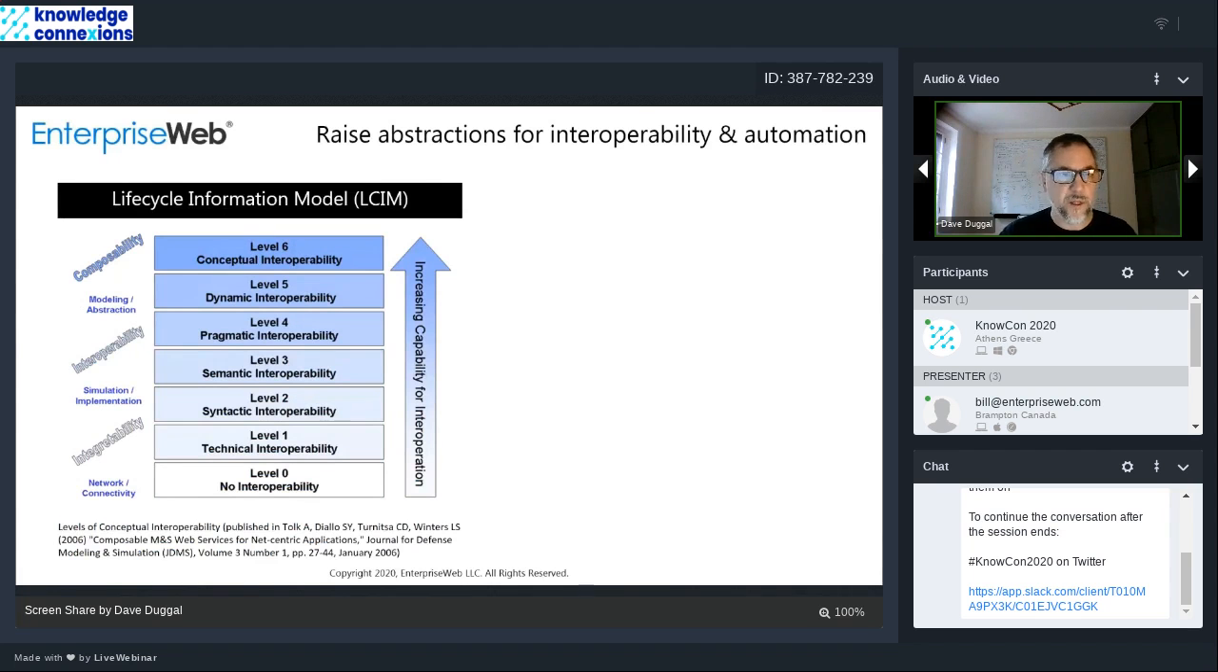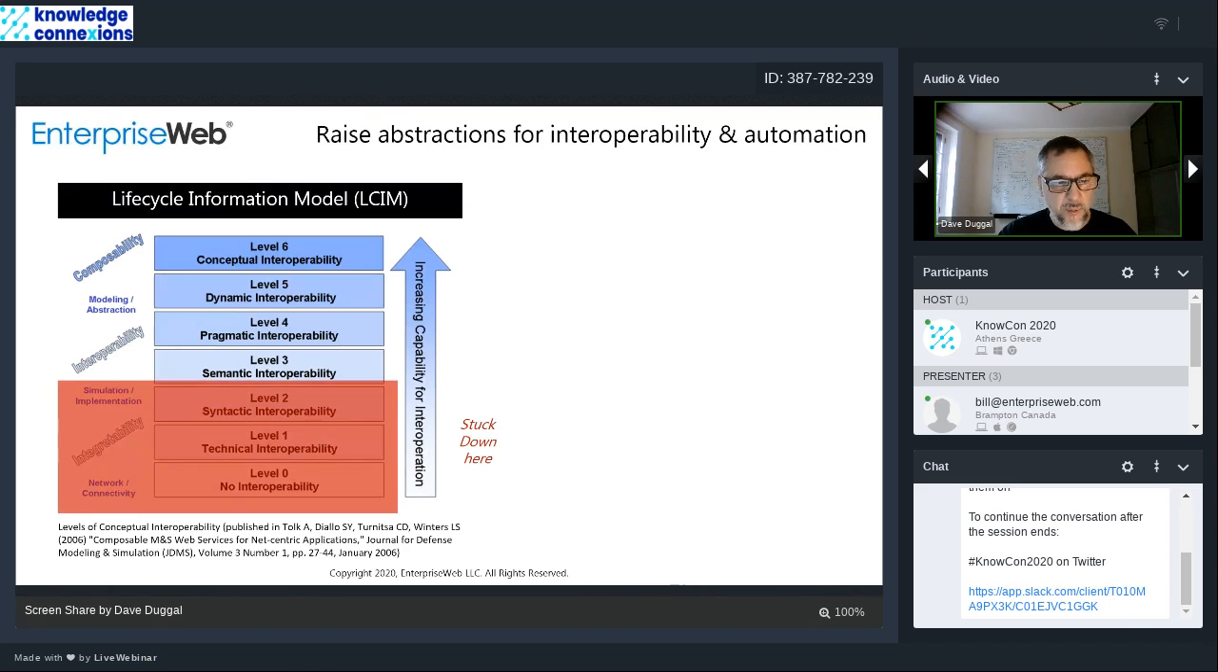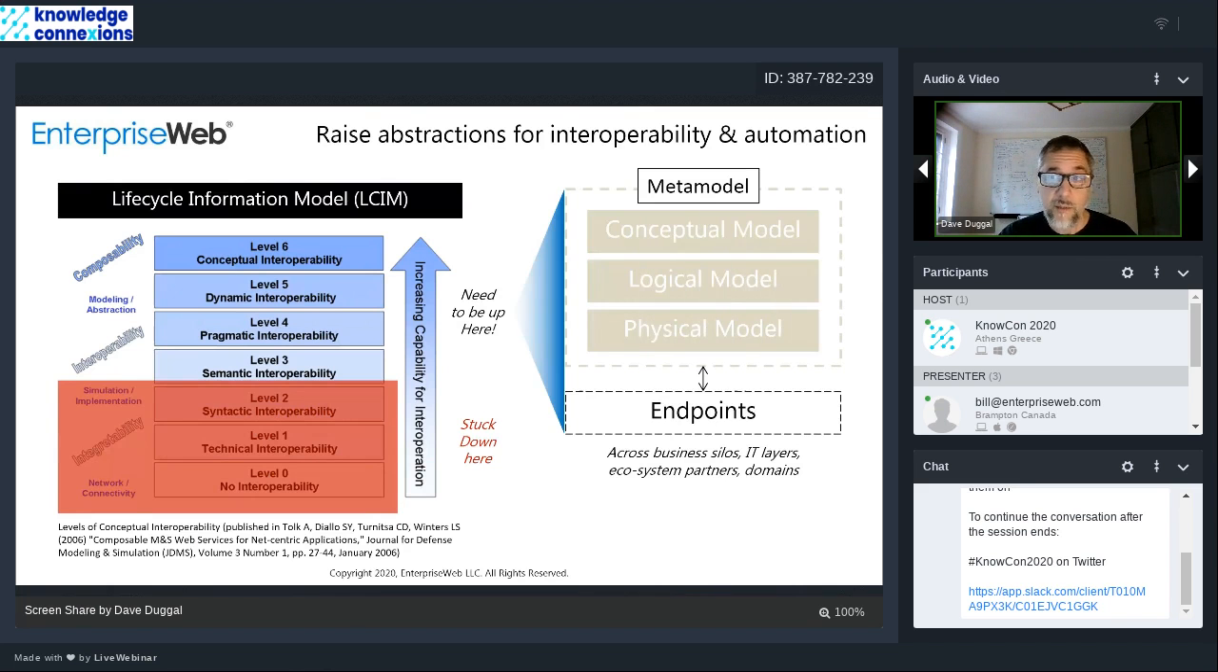So some of you are going to be familiar with TOP's lifecycle information model, and this notion of it's again a maturity model, just like the graph knowledge community's maturity model. Generally, most people are stuck down at the level of syntactic technical interoperability. And Enterprise Web is driving people towards dynamic and conceptual interoperability. That's where you really want to be, right?